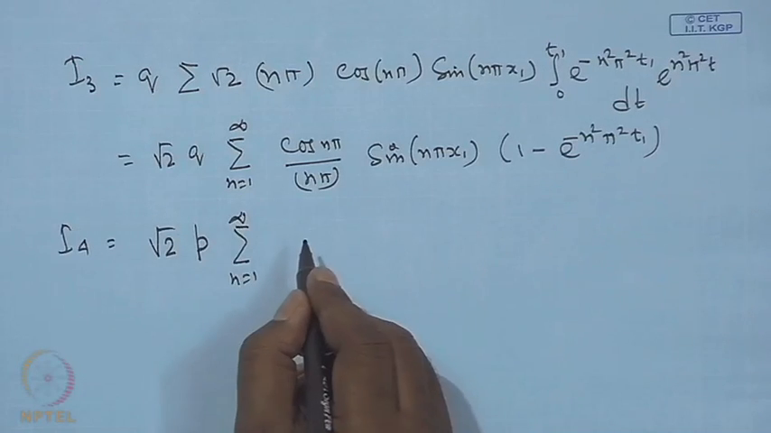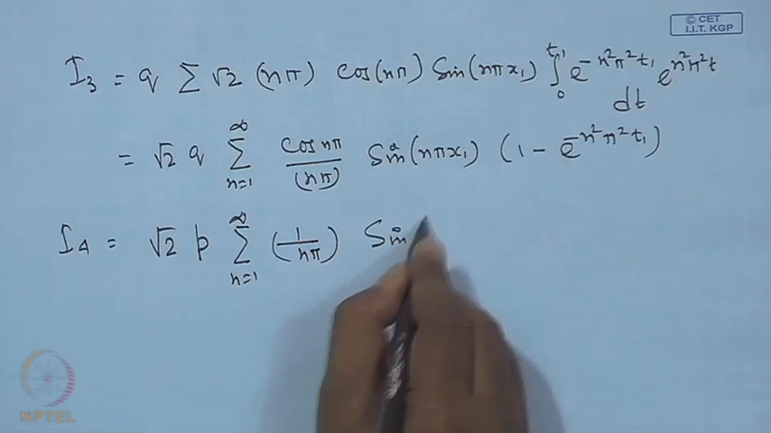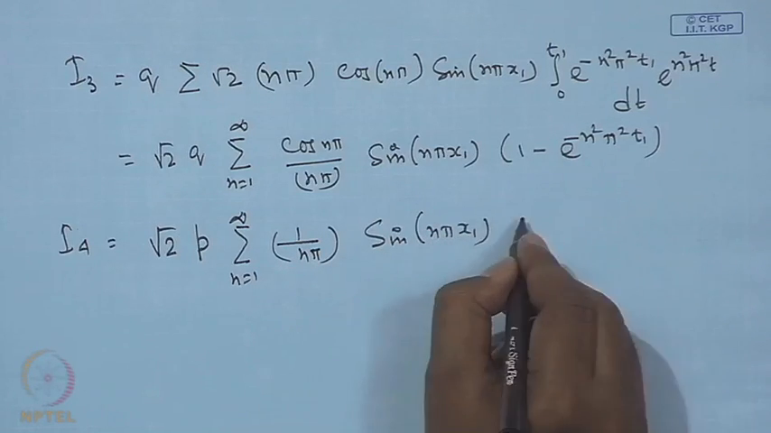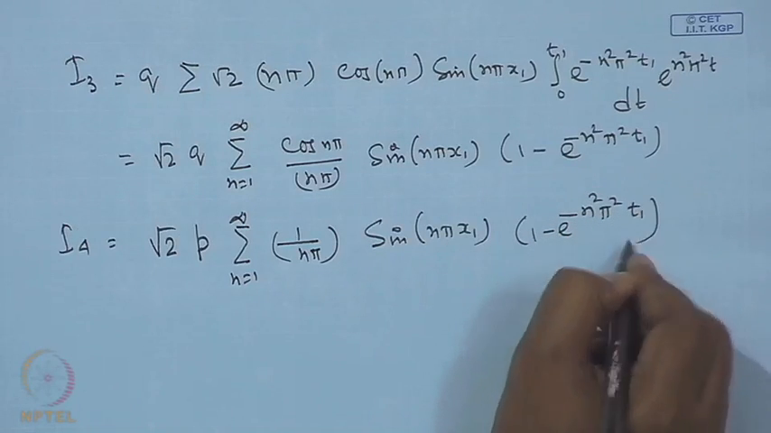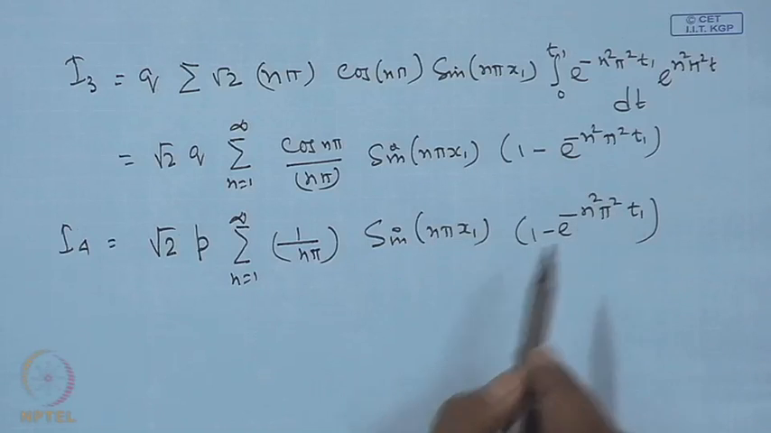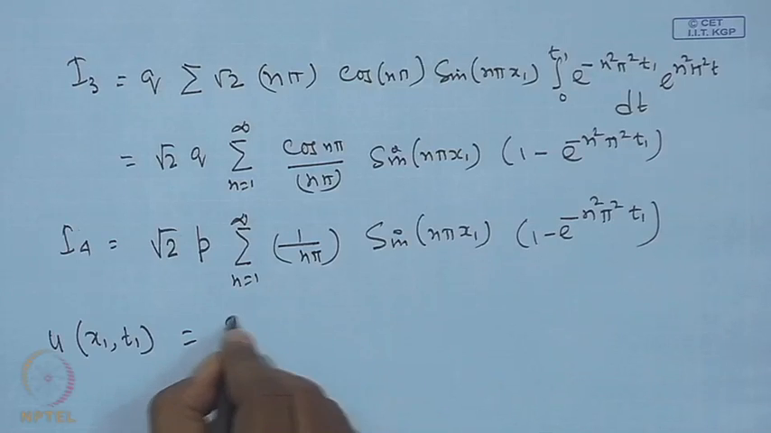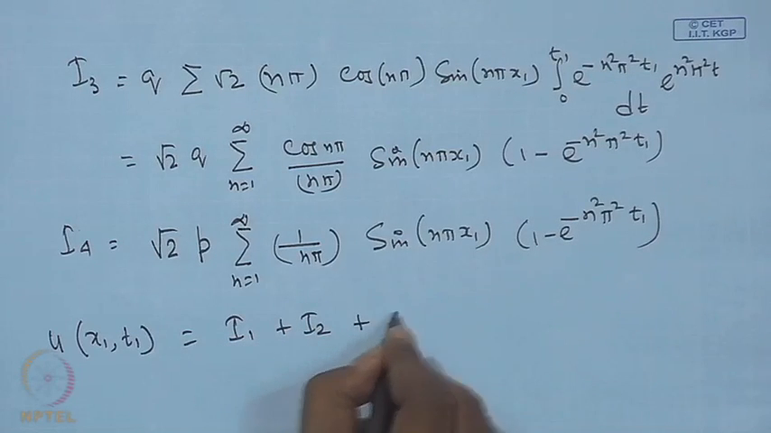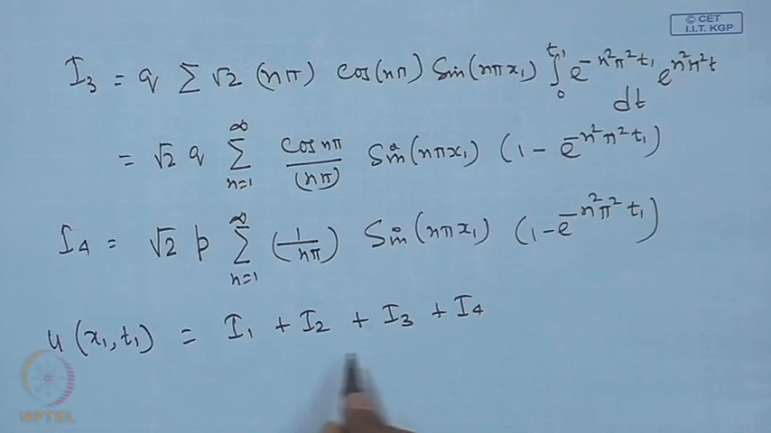Sum over n equal to 1 to infinity, 1 over n pi sin n pi x 1 times 1 minus e to the power minus n square pi square t 1. So, if you see that each of the terms I 1 to I 4 are containing x 1 and t 1. So, we will be getting x 1 t 1 is equal to I 1 plus I 2 plus I 3 plus I 4, each of these terms containing functions of x 1 and t 1.